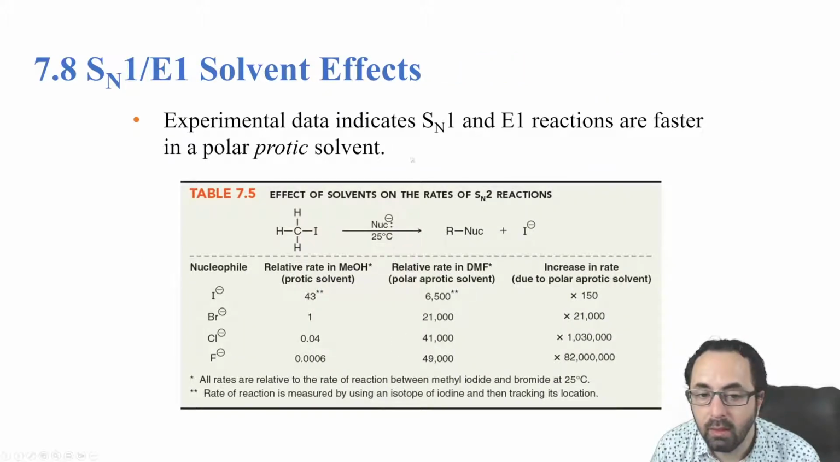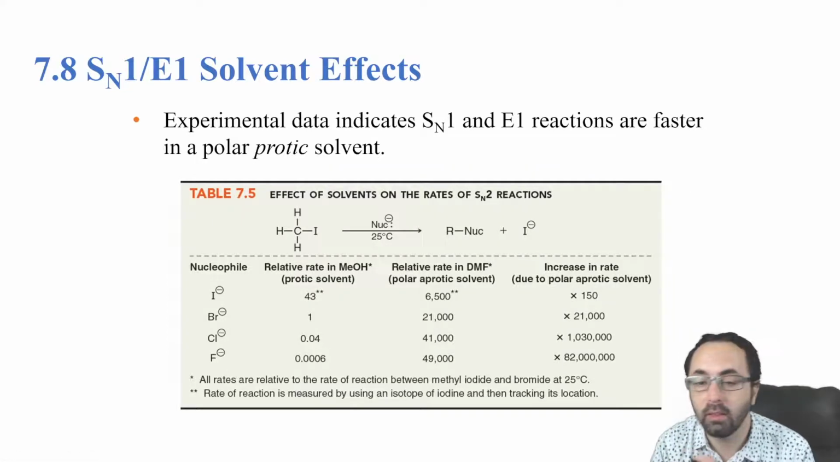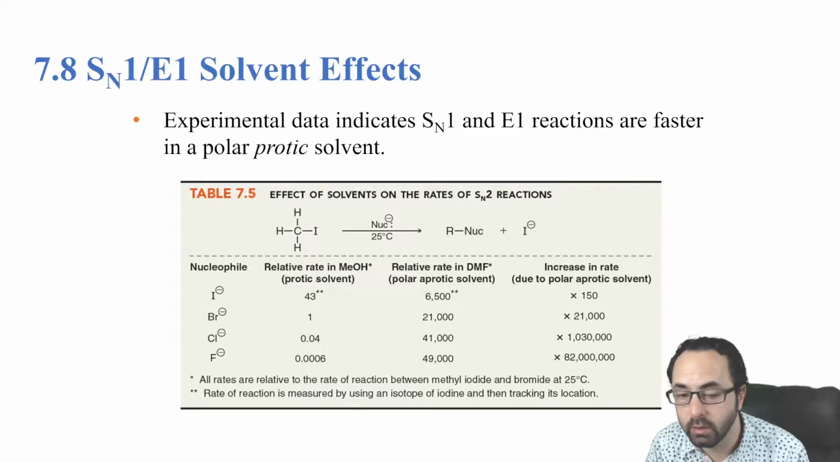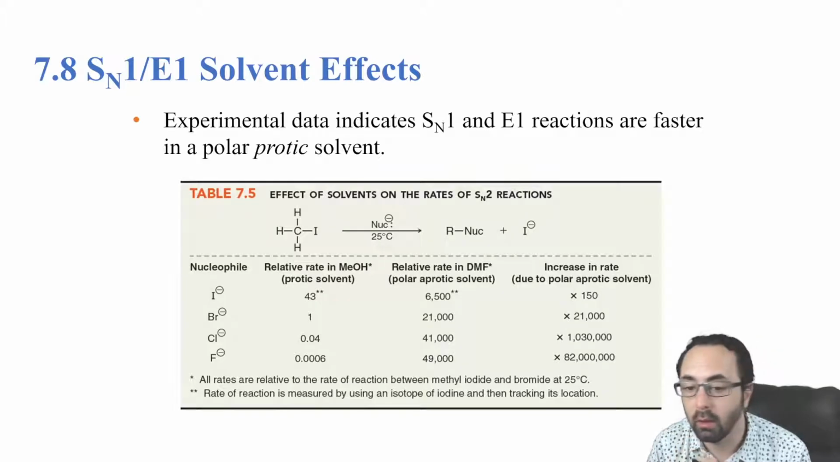So one thing that we haven't talked about yet in terms of deciding how a reaction will occur: we've talked about the substrate, whether it's primary, tertiary, secondary. We've talked about the nucleophile or the base, right? We've talked about the leaving group, the quality of the leaving group. One thing we haven't talked about is the effect that the solvent may have.